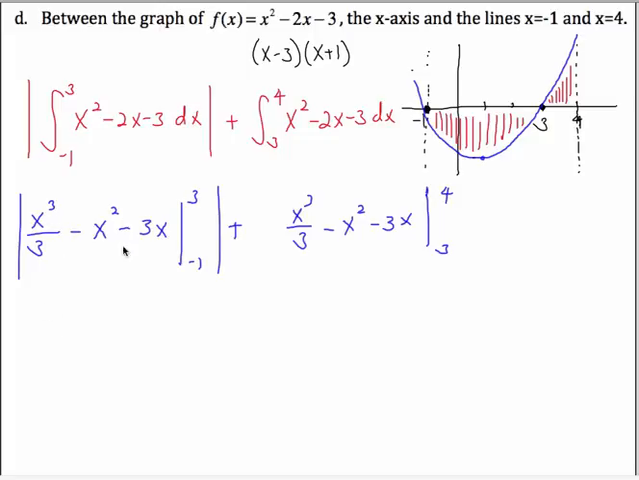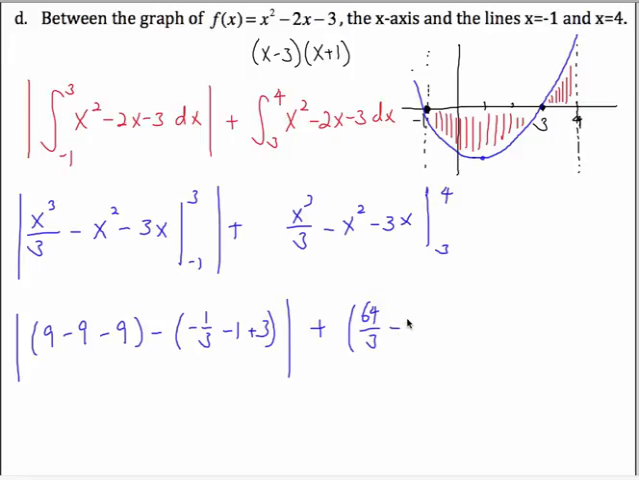If I plug in 3 in this function, I get 3 cubed divided by 3, so it's 9. Minus 9. Minus, when I plug in negative 1, it's negative 1/3. Minus 1 plus 3. And I want the absolute value of this. Plus, if I were to plug in 4, I would get 64 over 3 minus 16 minus 12, minus, and I'm going to plug in 3 here, which is exactly the same as this.